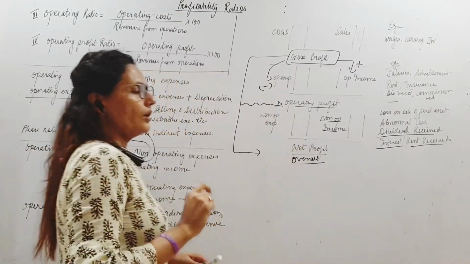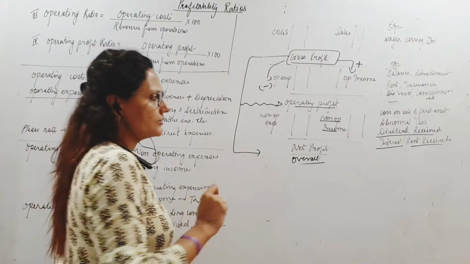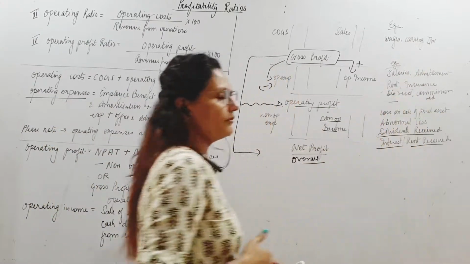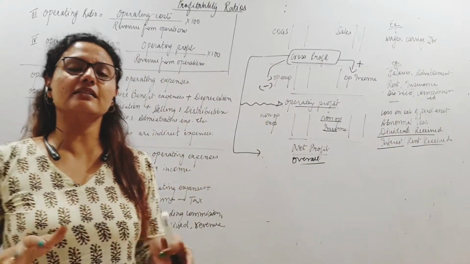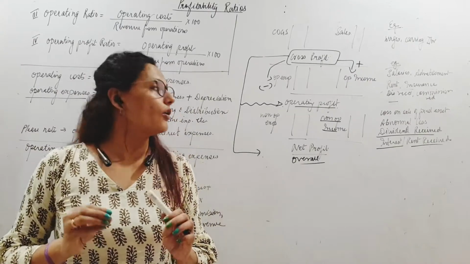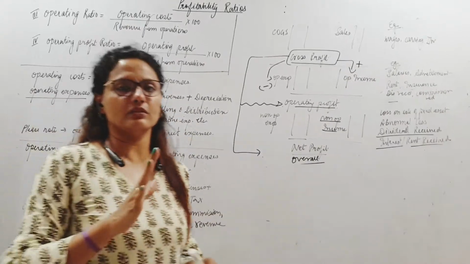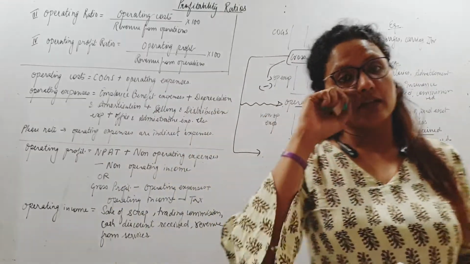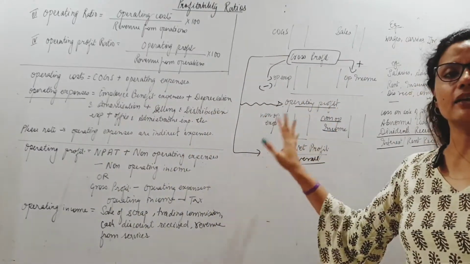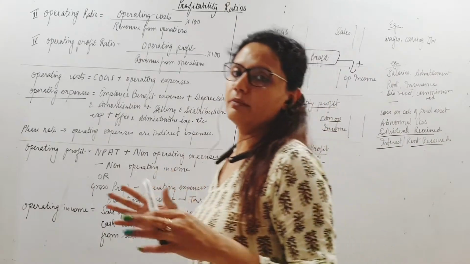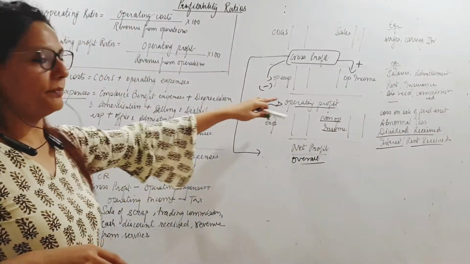Similarly, we have certain non-operating expenses such as loss on sale of fixed assets or an abnormal loss. These are not your operating expenses. These are not regular. These are abnormal losses, right? Therefore, such expenses paid are also excluded from calculation of operating profit.